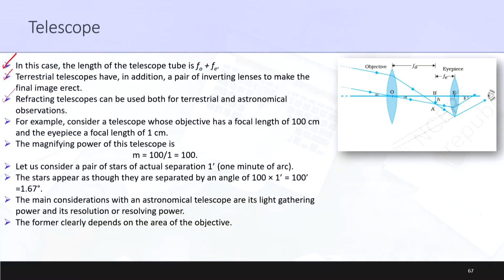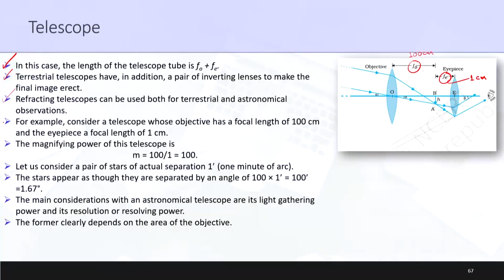Next, for example, consider a telescope whose objective has a focal length of 100 centimeters and eyepiece a focal length of 1 centimeter. As you can see, the focal length of the objective is given as 100, and the focal length of the eyepiece is given as 1 centimeter. The question asks what is the magnifying power. So the magnifying power of this telescope is m equal to f naught by fe, which is 100 by 1, which is equal to 100. What does it mean? Basically the object is magnified 100 times. That means if the average size of that thing is 1 centimeter, you can view it as a 100 centimeter size thing. Fine, let us move on.